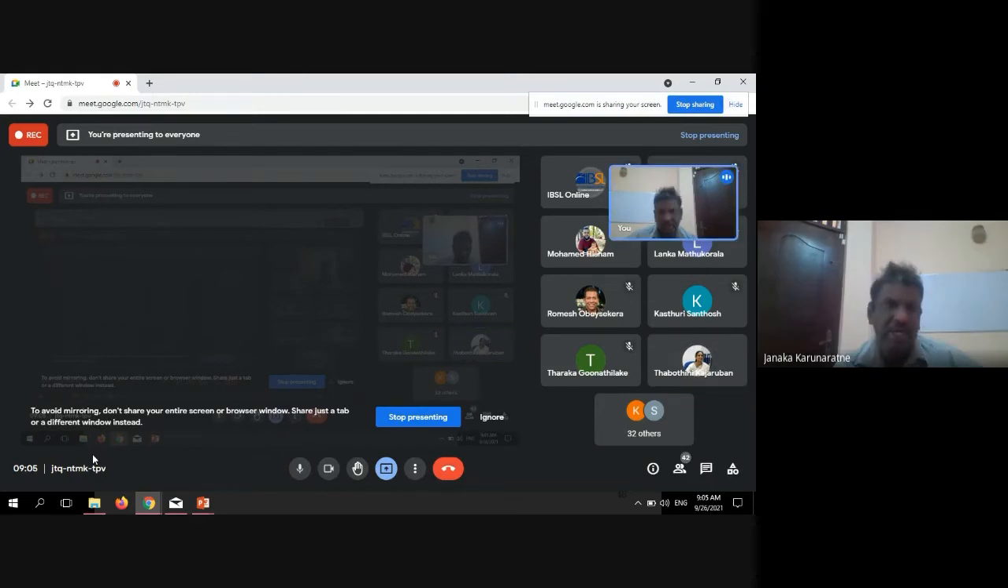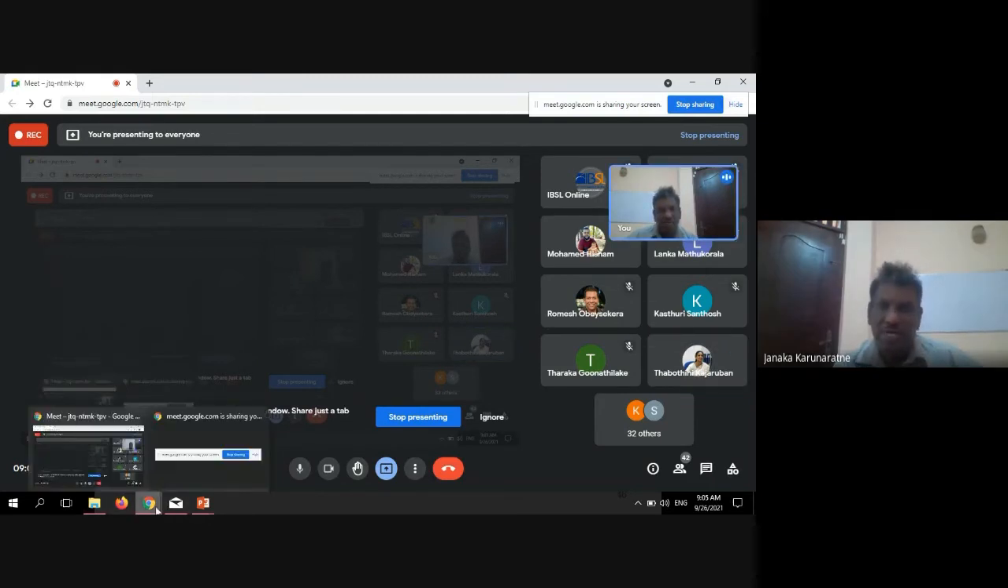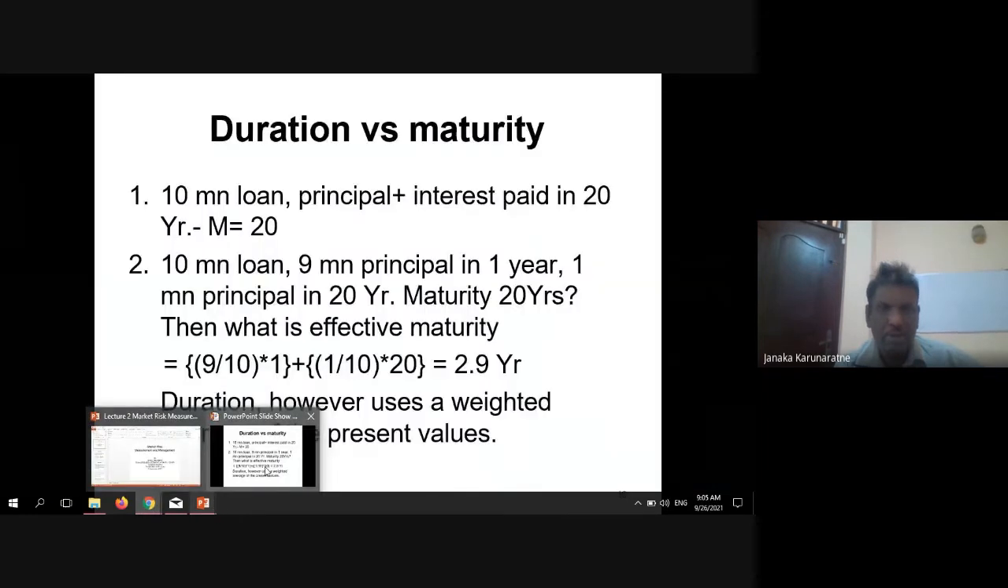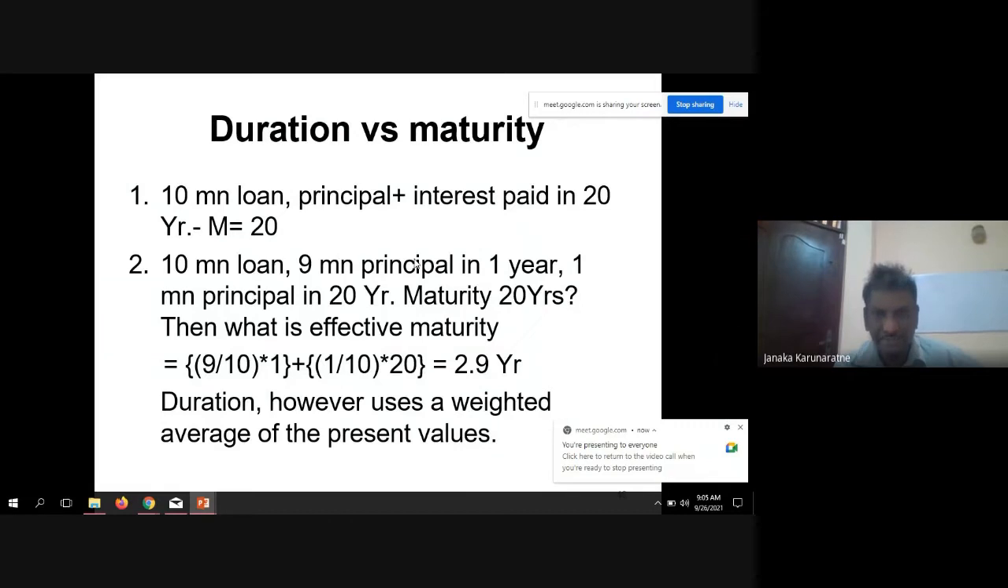Here, in between there aren't any cash flows because your entire principal and interest is to be paid in 20 years. So if you look at the formula, there is only one cash flow. So basically duration and maturity should be the same. Duration is 20 years, maturity is 20 years.